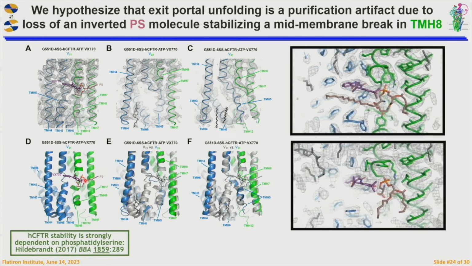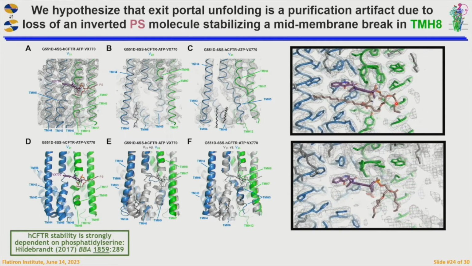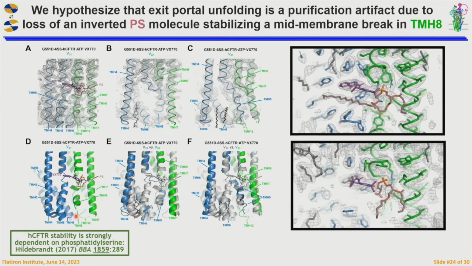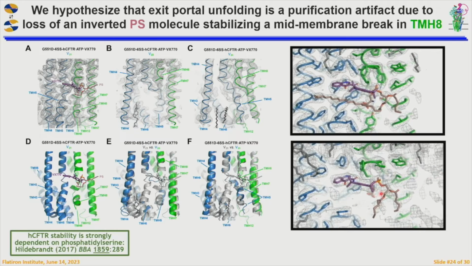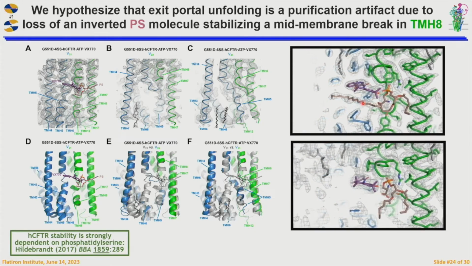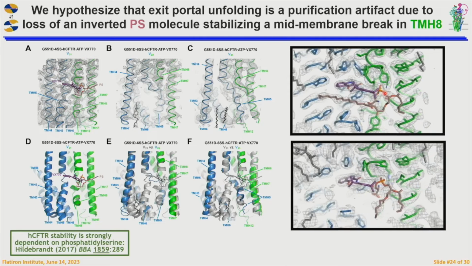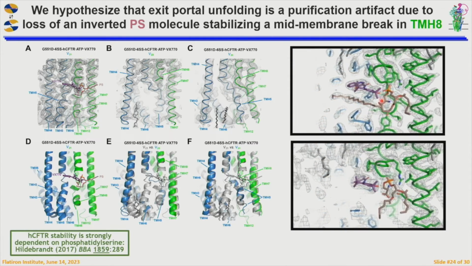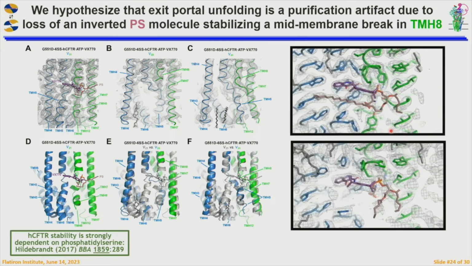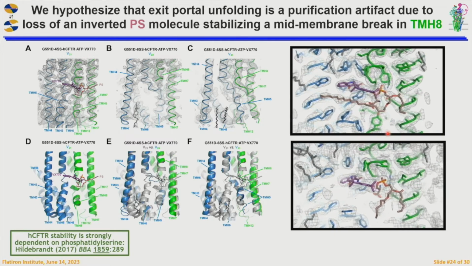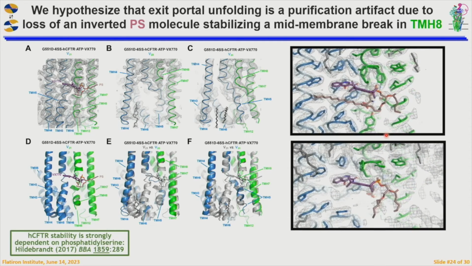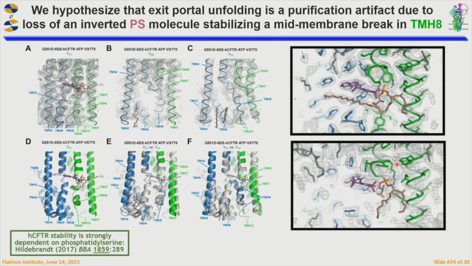But next to this, there's always a weird density blob. In our best structures, it looks as if that density blob is a phosphorylserine molecule. So it looks as if a phosphorylserine molecule has its head group flipped up in the middle of the membrane. That is stabilizing this break in the helix and forming part of the VX770 binding site. This is the kind of incredible detail that we can now get out of cryo-EM structures, where we can even begin to see local unfolding. Our hypothesis is that this comes from loss of phosphorylserine during purification, that it's not physiological, but that's a hypothesis, and obviously there's more work to be done.